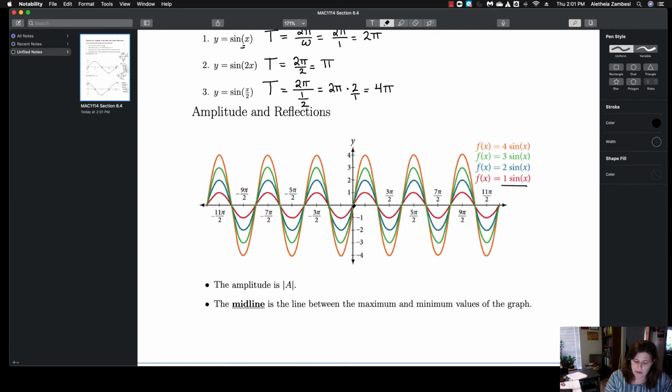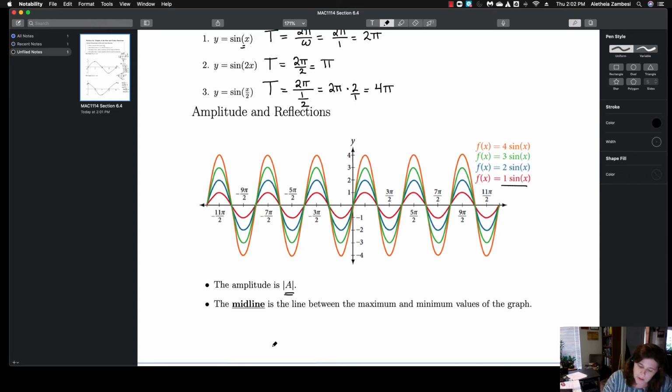Change the amplitude to 3 and you get 3, and so on. Change it to 4 and so on. So every time you put a multiple in the front of your function, you're stretching it vertically and you achieve higher and lower values. The amplitude itself is the absolute value of a. If you were to have a negative, then what it does is flip it across the x-axis, upside down.